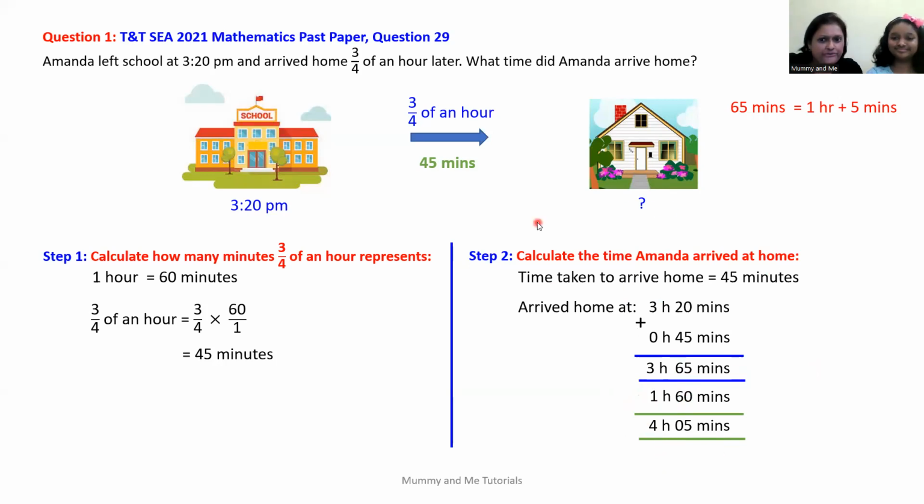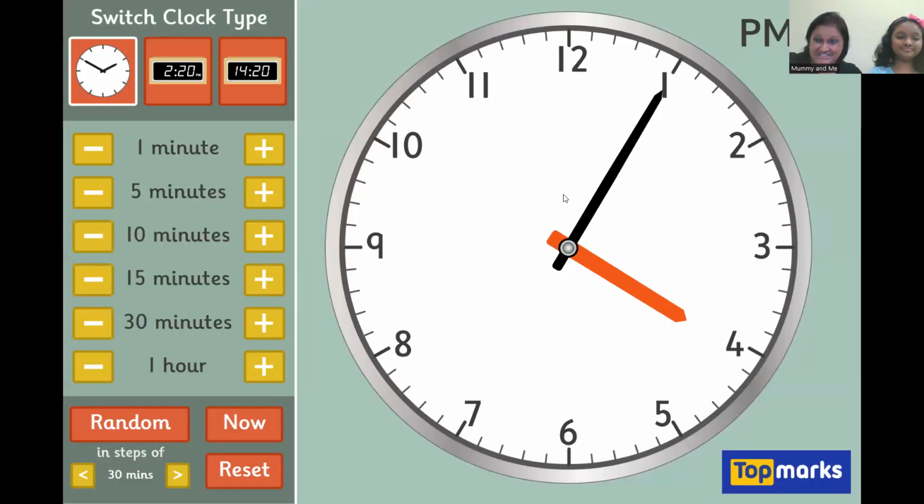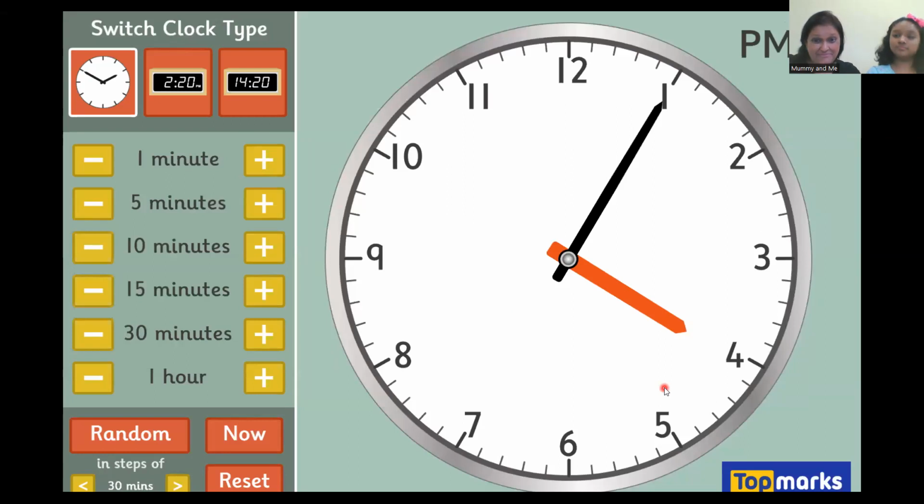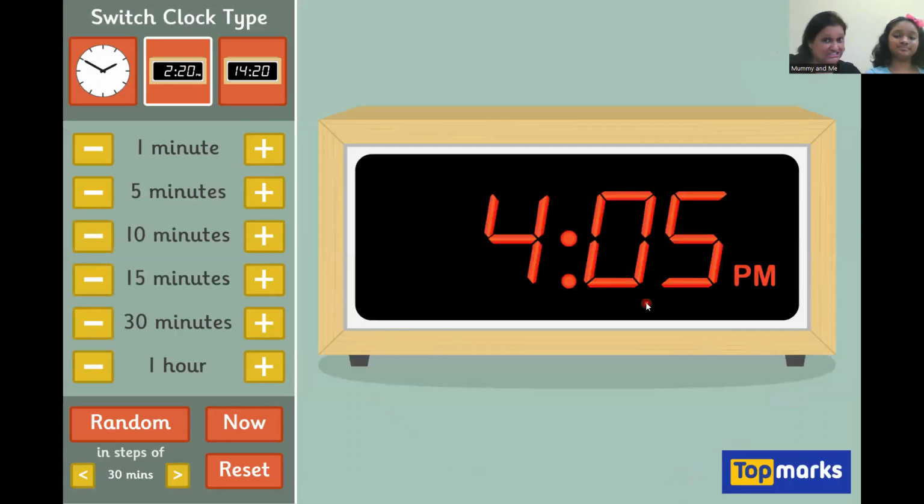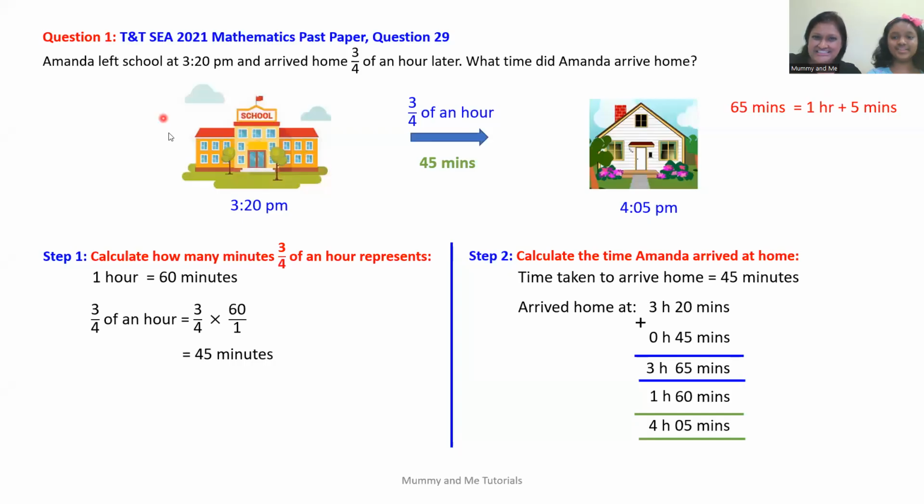But how does that look though? That would be 4:05 p.m. So this is what the clock looks like at the time Amanda got home, 4:05 p.m. And this is what the digital clock looks like. And what did the question ask us? The question asked us to calculate what time Amanda arrived home, which is 4:05 p.m. Did we answer the question? Yes. So we just completed question number 29 of the 2021 Maths Past Paper.